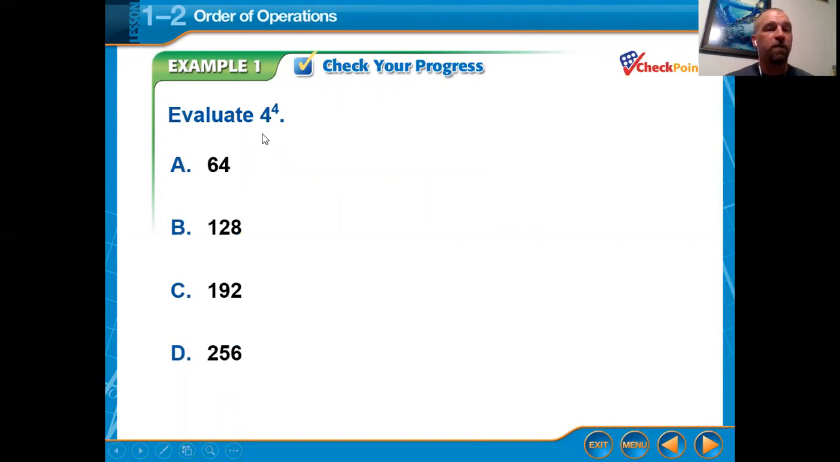4 to the 4th power. Remember, it's not 4 times 4, it's 4 times itself 4 times. 4 times 4 is 16. 16 times 4, that's the third 4, that's 64. And then that times the 4th 4 gives you 256. Okay? That's a basic thing. That's just an exponent rule.